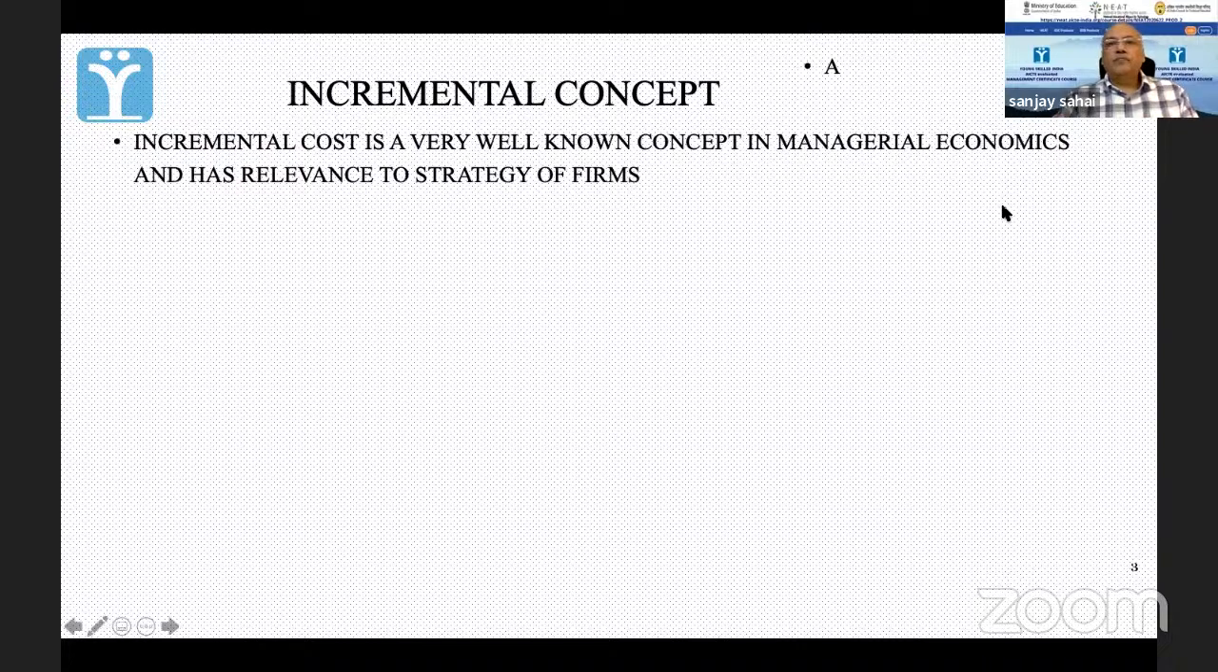So first thing is, why are we looking at this incremental concept? Why is it important? It's important in managerial economics, but it's also very important in the light of the strategy of firms. Remember the first two units that we've done. First unit we did was pure strategy. We just talked about strategic stuff, what are the different impulses that the CEO has. Then we spoke about wealth maximization, once again related to strategy.